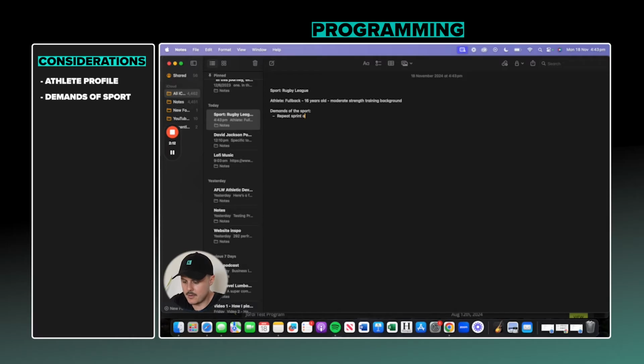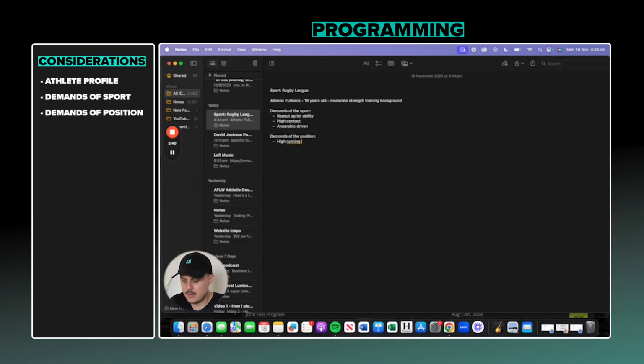So demands of the sport: repeat sprint ability, high contact, anaerobic driven. Okay. Demands of the position. This is why I prefer pen and paper too, because it doesn't tell me when I spell stuff wrong.